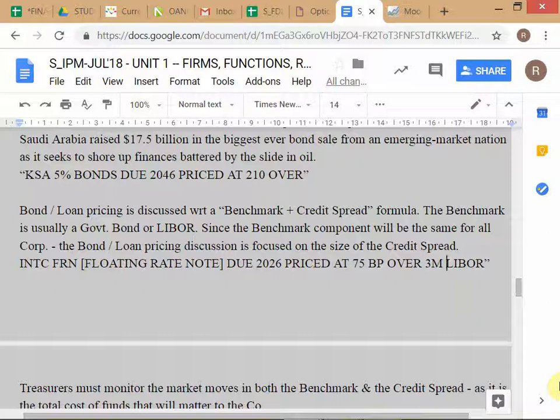I forget the name of the benchmark. I think it's secured something. I'll have to look it up and tell you. But there's a new benchmark now, which the US, I think it's this SOFR. It's called Secured Overnight Funding Rate.